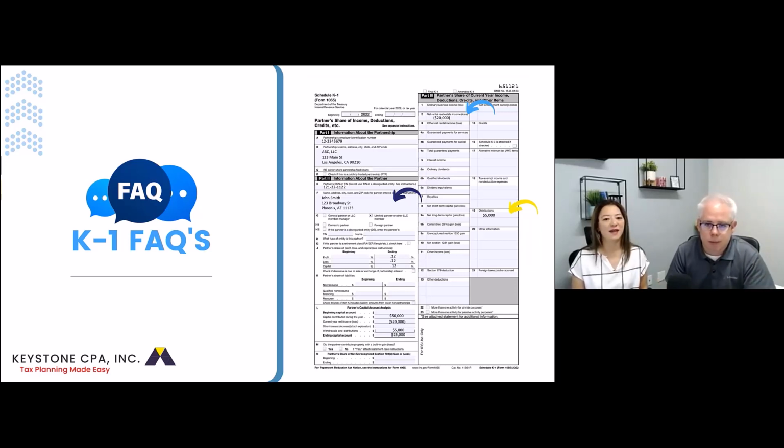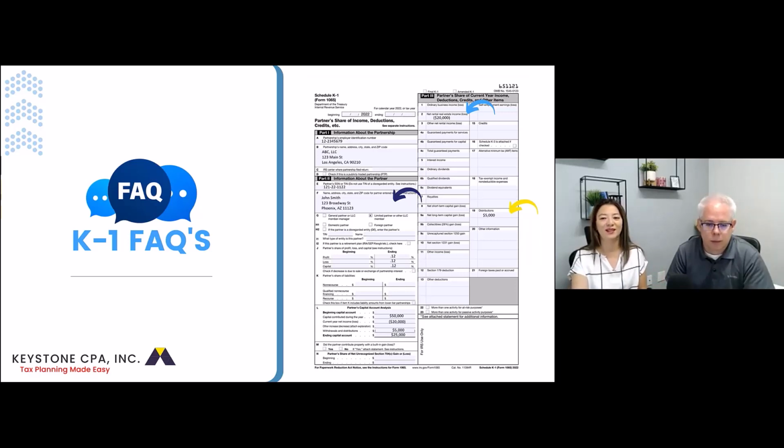Yeah. And then in the yellow, we've highlighted distributions. That's another one probably to pay attention to. Typically this will represent the amount of distributions that the syndication had given back to you during the year. So maybe a good practice is to match it up to your records and make sure that it does match the distribution amount that you received in that specific year.